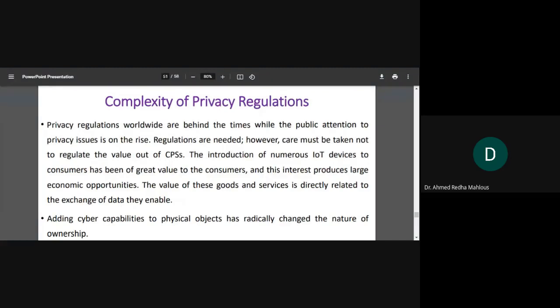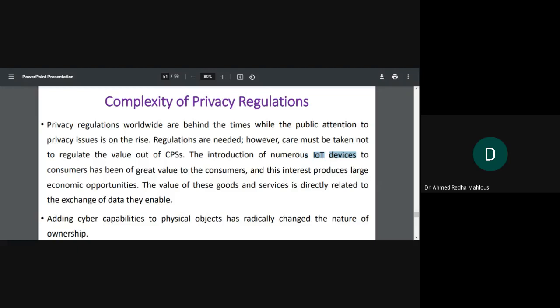Why? Because, as we mentioned, IoT devices, which are part of the CPS, are providing a huge benefit to people's lives, to the consumers. And it has been improving the economy of the country. For instance, manufacturers are manufacturing IoT devices, and people are using those IoT devices. There are many people involved in the economy, creating IoT devices and using IoT devices.